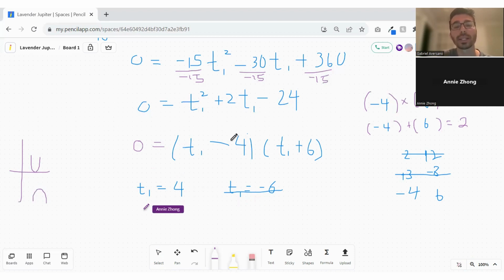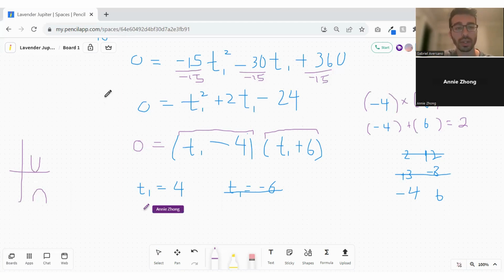But the reason why you can split this up from an algebra perspective is because you have 2 terms that are being multiplied together. Yes. If either one of those terms is 0, the whole answer will be 0. Mm. So that's why you can solve for each term individually. When t1 is equal to 4, this first term is equal to 0. So it doesn't matter what's happening on the other term. 0 times anything is just going to be 0. Yeah. That's why we can split it up. Oh, okay, I see. Nice.